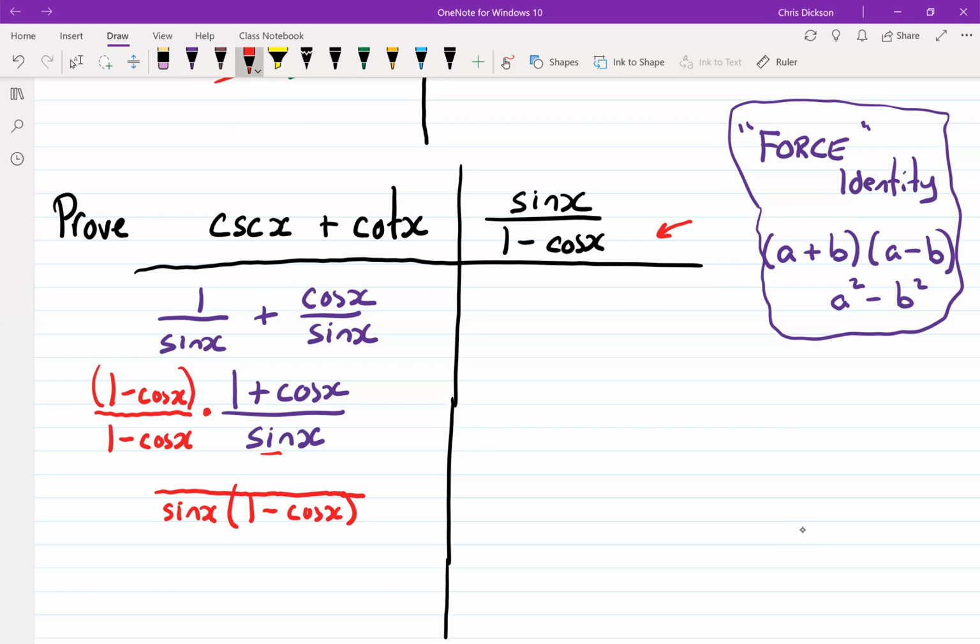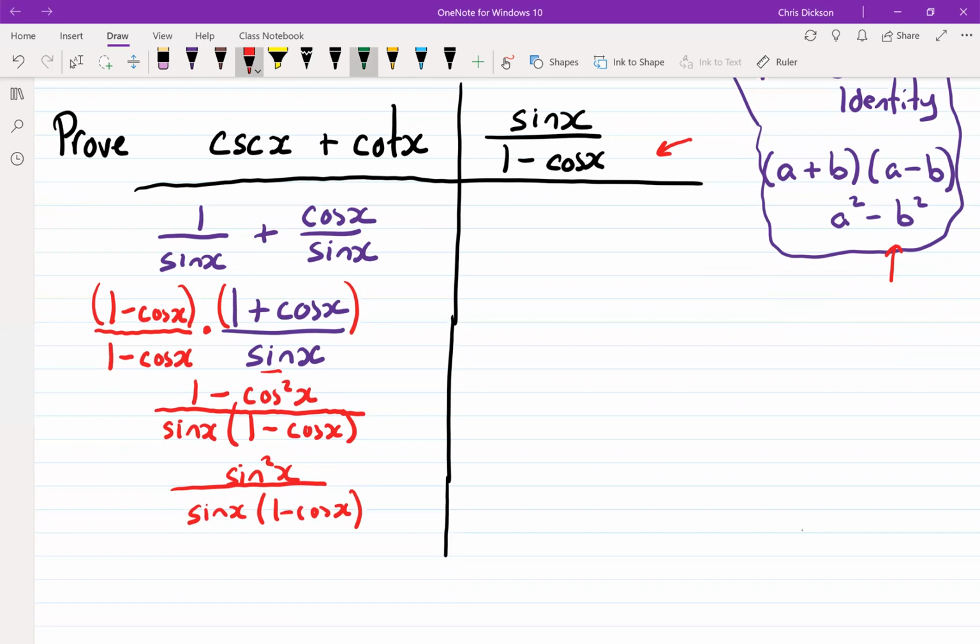So you got this binomial times that binomial. So if you FOIL that out, first, outer, inner, last, well, you're going to get a difference of squares pattern, which is going to be 1 minus cos squared of x. And 1 minus cos squared of x is sine squared of x. So once again, you have to show all these steps. Sine of x, 1 minus cos of x. And now I can get rid of one of the sine x's here. And so you get sine x all over 1 minus cos x. So it's a pretty neat little trick you can do using the conjugates.